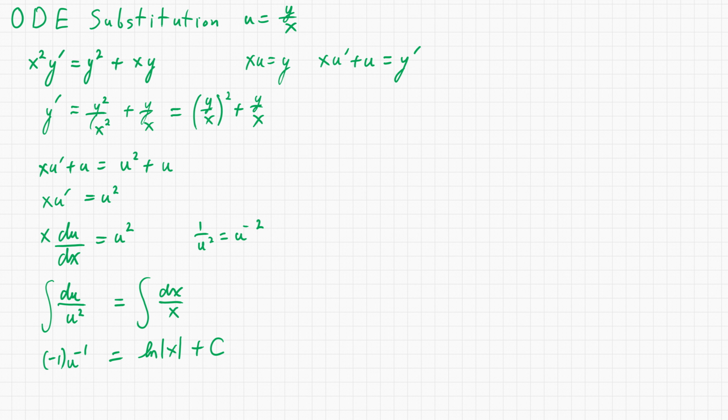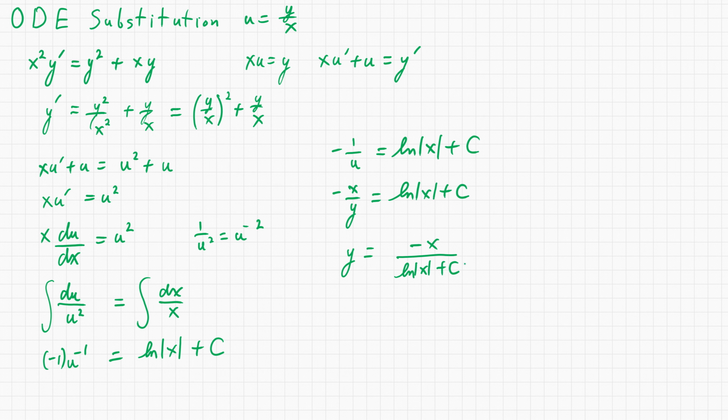All right, so just simplifying that a tad, I have negative 1 over u equals natural log absolute value of x plus c. And let's go ahead, so u is y over x, so 1 over u is x over y. This is negative x over y equals natural log absolute value of x plus c. All right, well, solve for y. So if I multiply both sides by y and divide both sides by natural log x plus c, I end up with y is equal to negative x over natural log absolute value of x plus c.